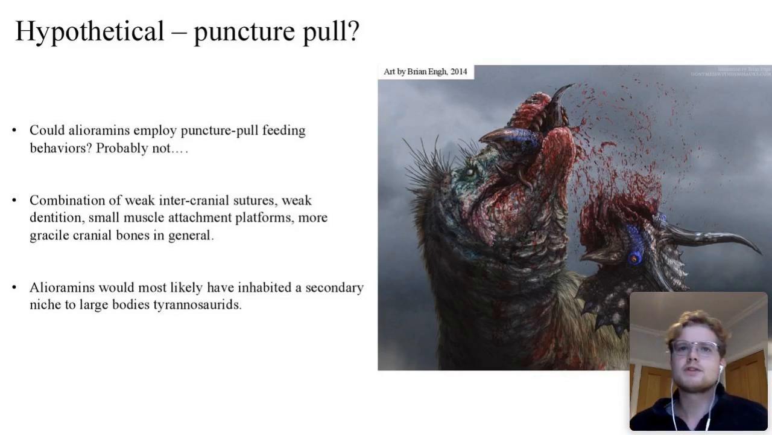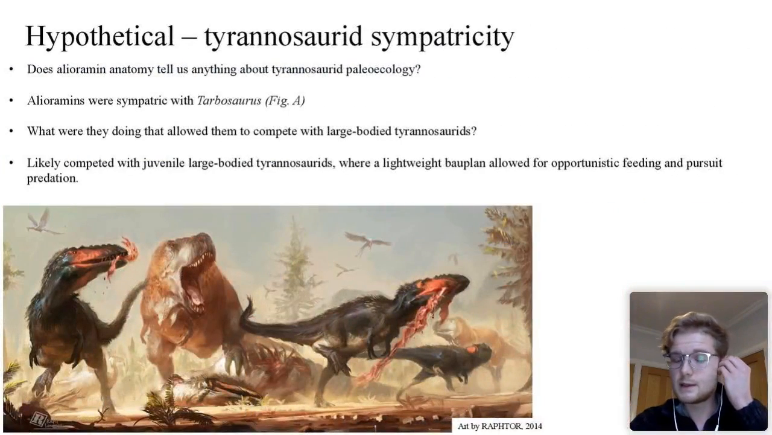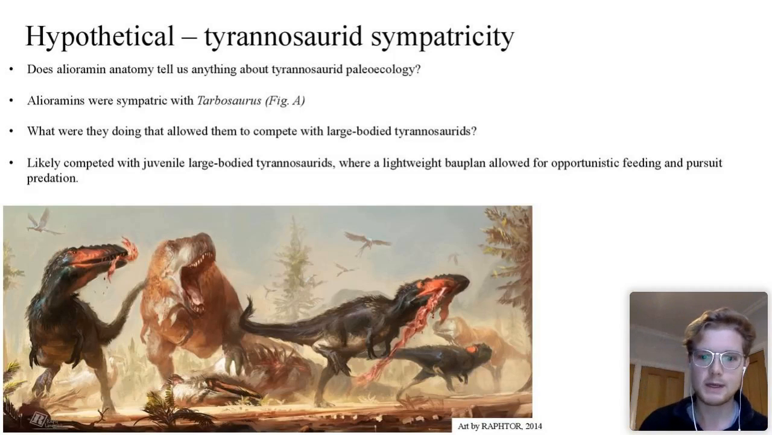And then, extrapolating from that, if they're not going to be using things like puncture-pull feeding and stuff like that, what were Alioramus doing in the late Cretaceous that allowed them to exist alongside large-bodied tyrannosaurids, which we know that they did. Alioramus was found in the exact same horizon as Tarbosaurus, which is a big, basically Tyrannosaurus-sized animal that basically stalked Asia at the same time Tyrannosaurus was in North America.